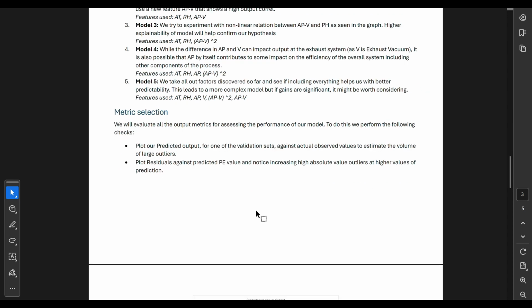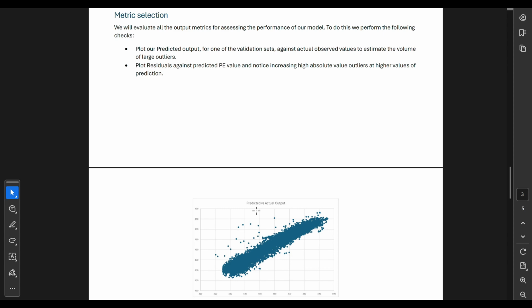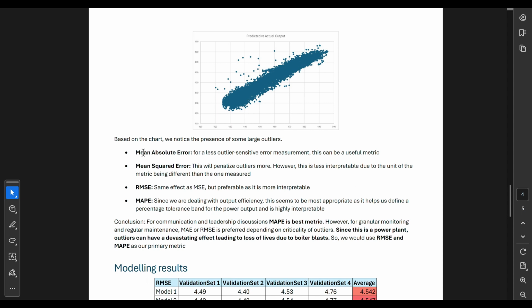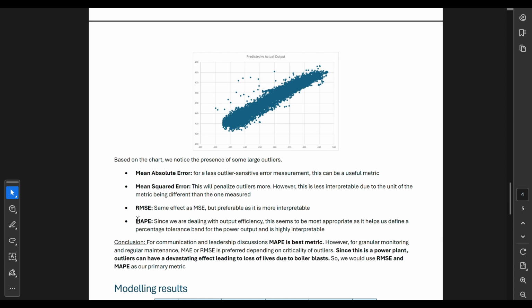The next step here is to decide what metric we are using for our model selection. Now we have a couple of options here: the mean absolute error term, the mean squared error term, the root mean square error, and MAPE term. While MAPE is a good term from a business perspective, communicating the output efficiency in more of a percentage term, for day-to-day processing as well as error evaluation, the first three terms are much better.